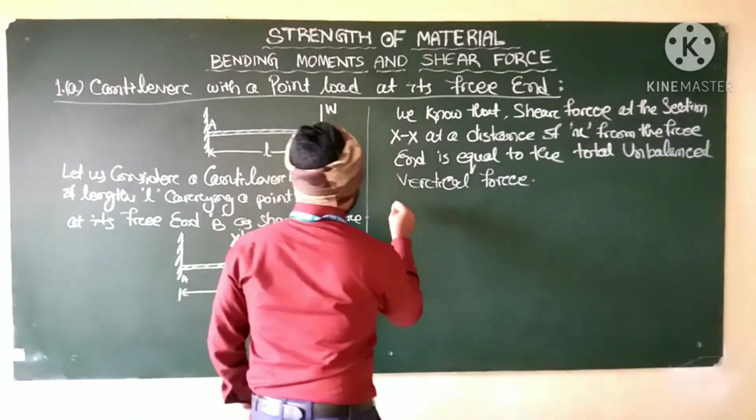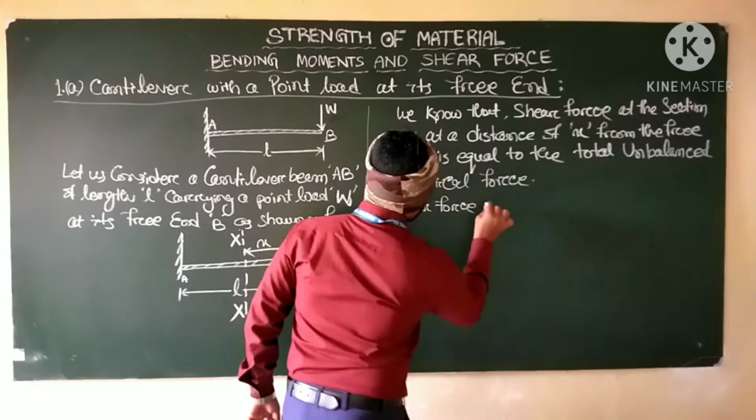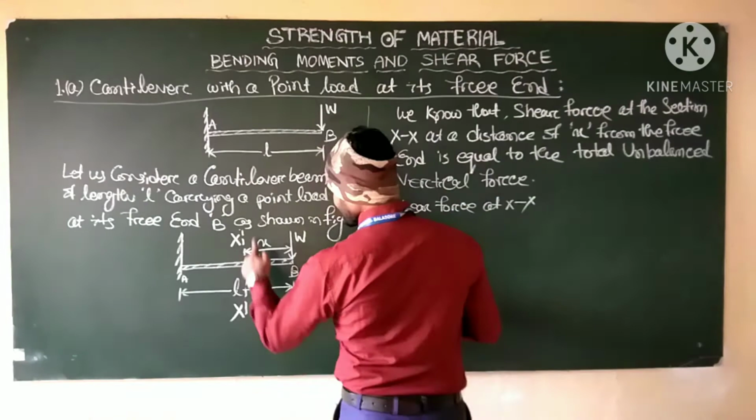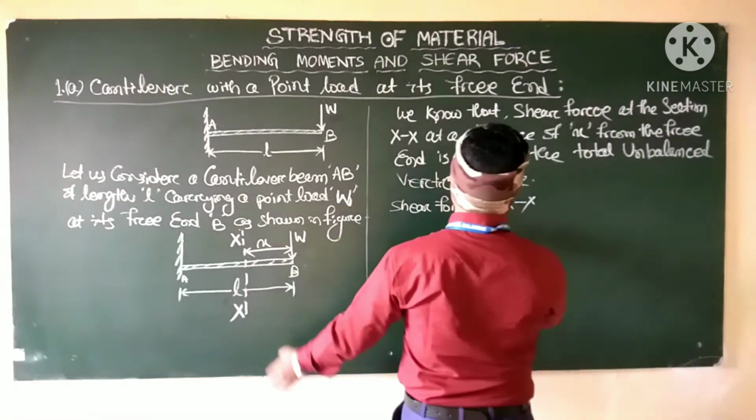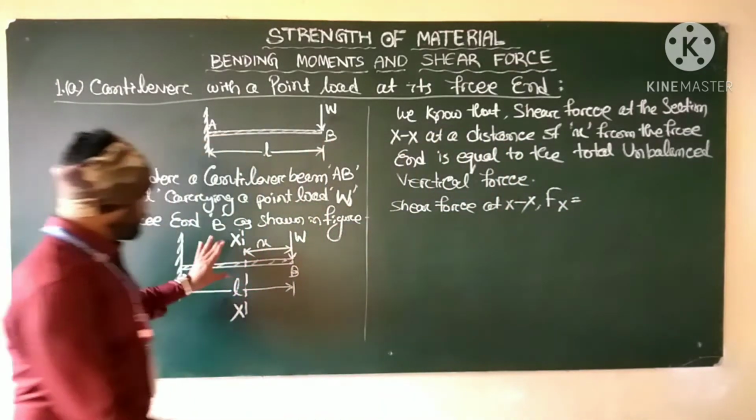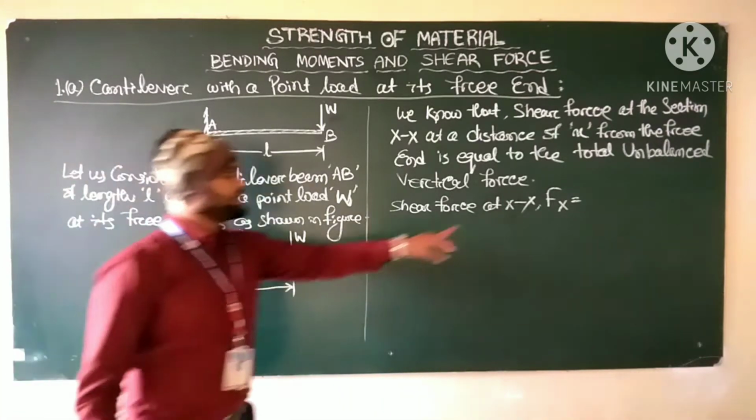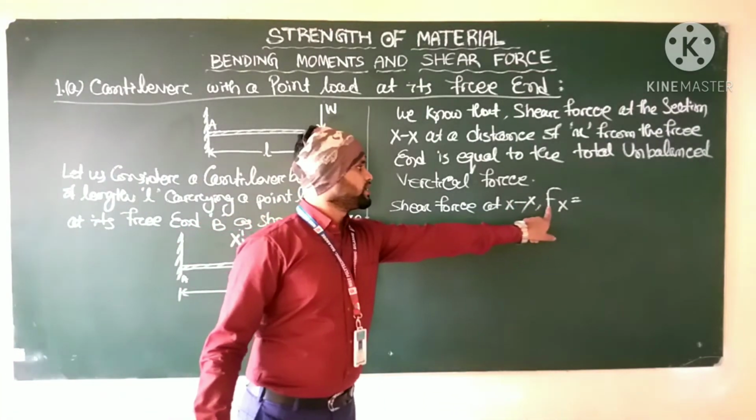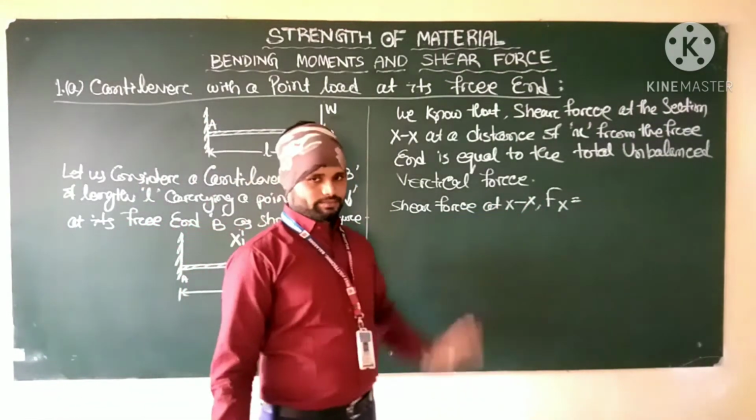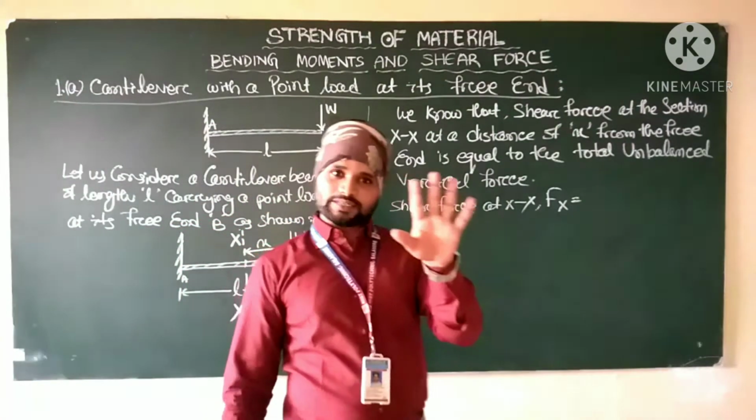So first, shear force at x. In this section, what is the amount of shear force, Fx equal to? At the point where we calculate the shear force, we write it Fx. For shear force at x we write Fx. For bending moment at x we write Mx. So what is Fx? Previously we have studied the sign convention of shear force and bending moment.